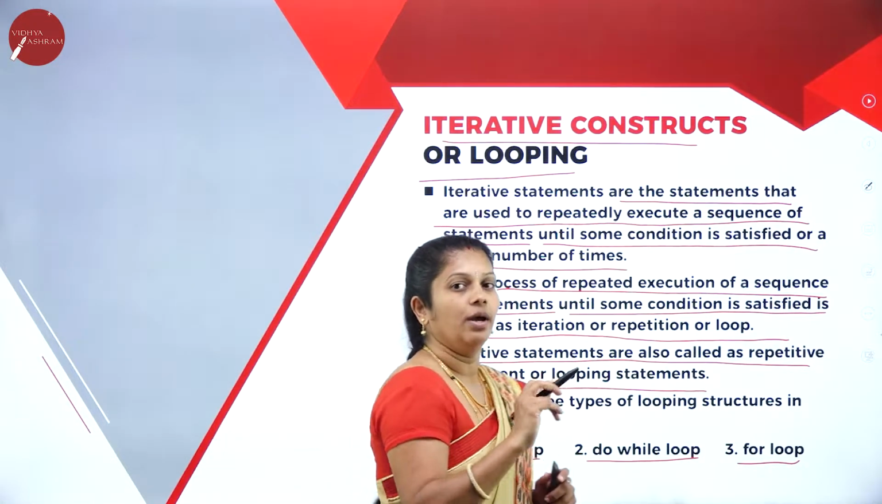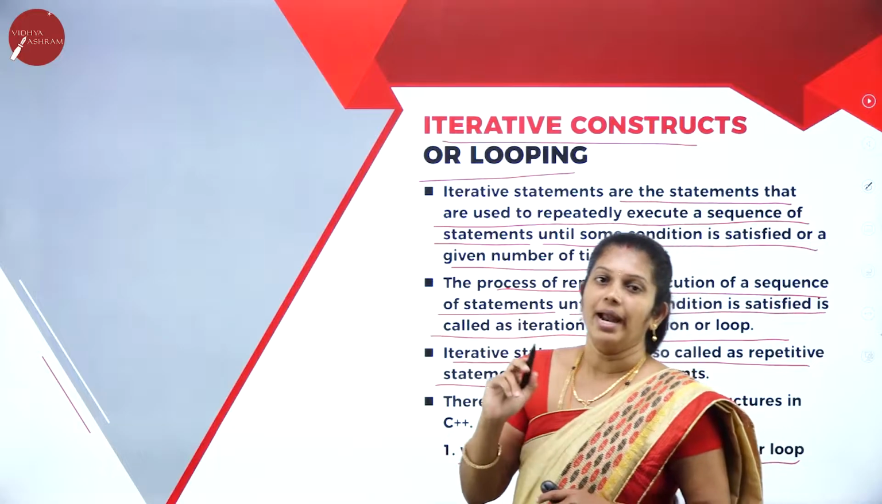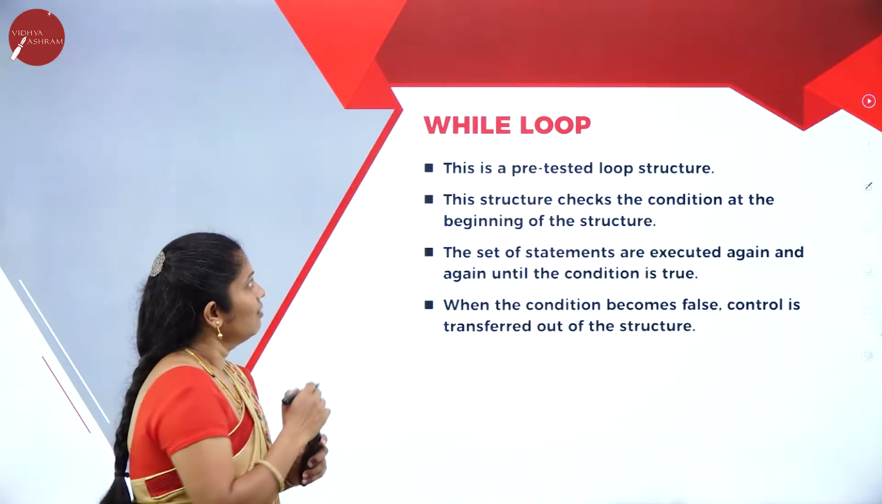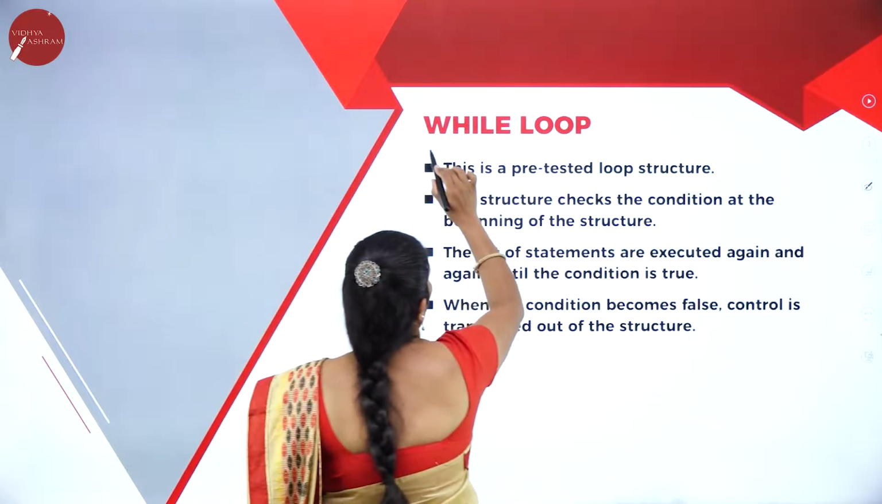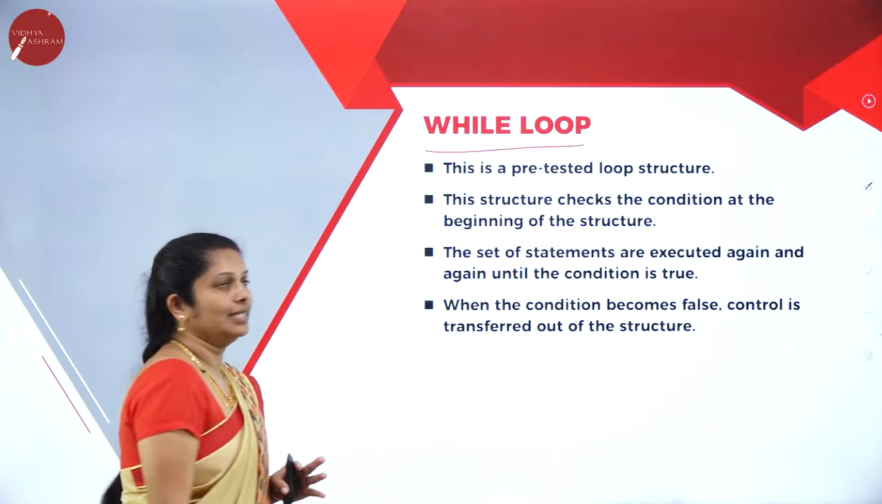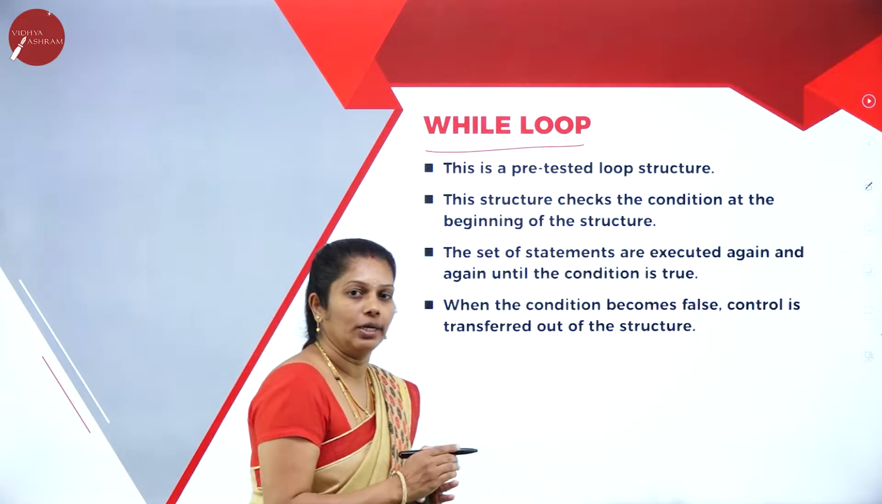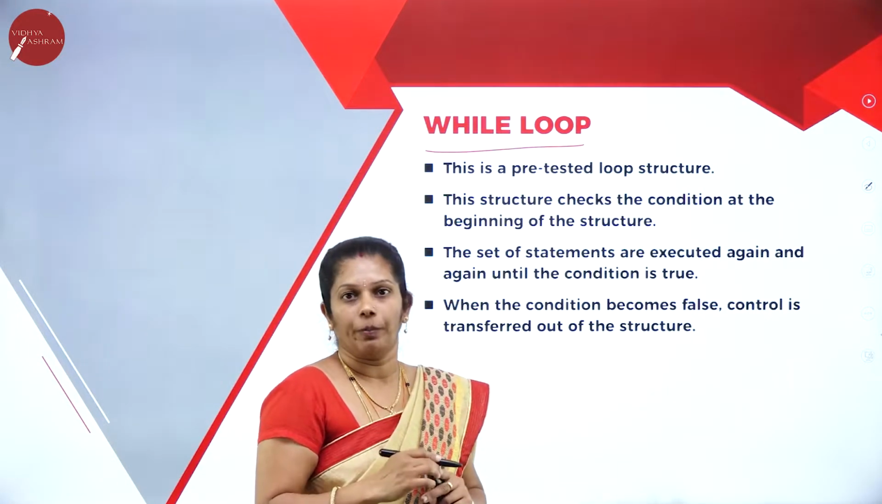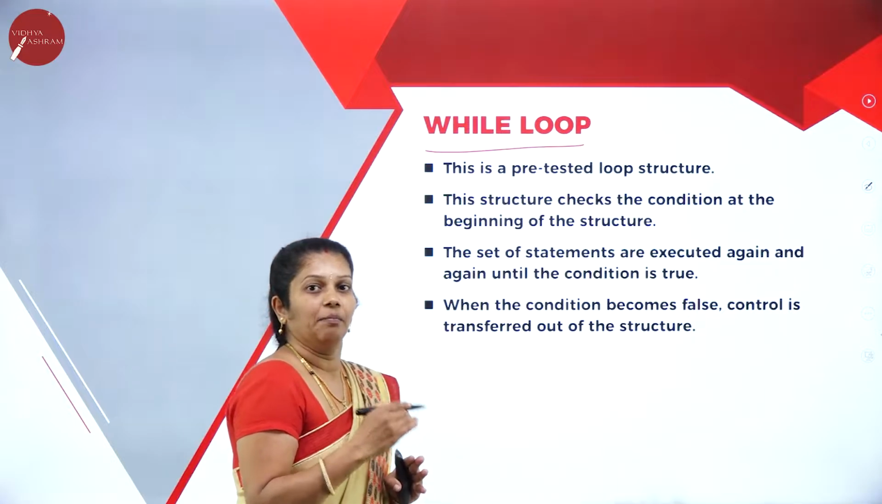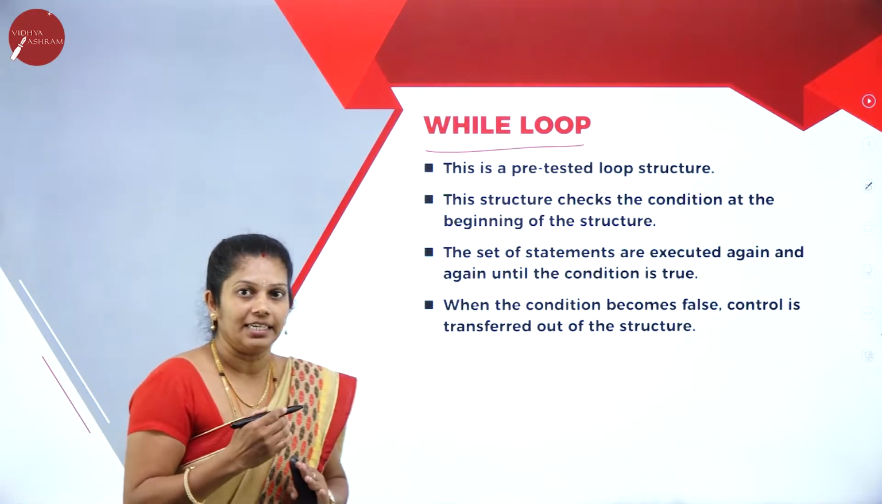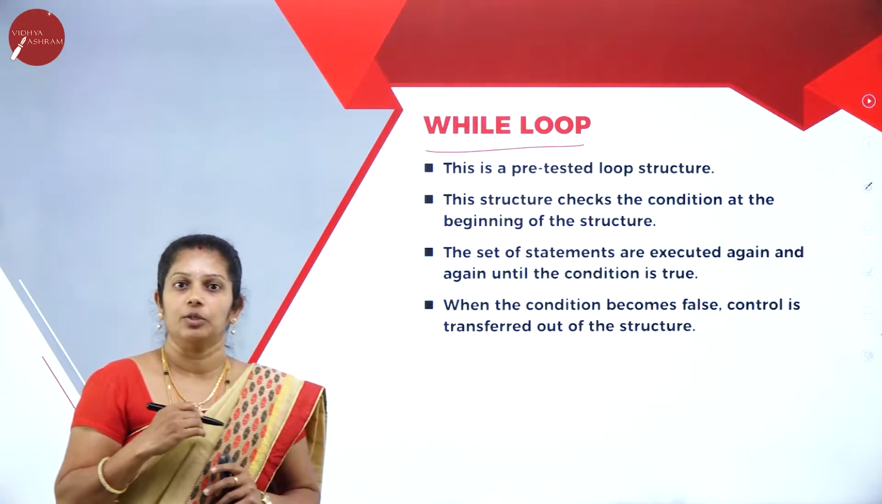There are three types: one is while loop, second one do while loop, and the third one is for loop. Now, one by one we'll discuss. First, we'll discuss about while loop. What exactly is this while loop called? This while loop is also called as pre-tested looping. Pre-tested means before executing the statement, it will check the condition. Later on, it will go to execute the statement.